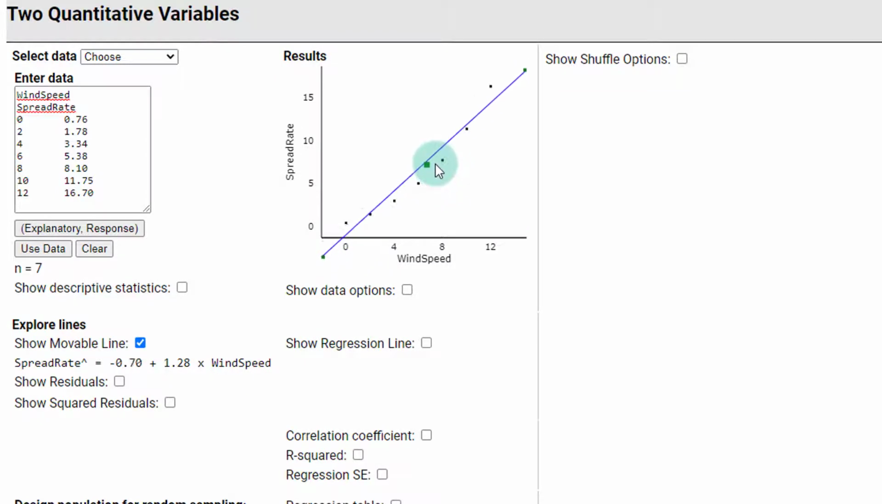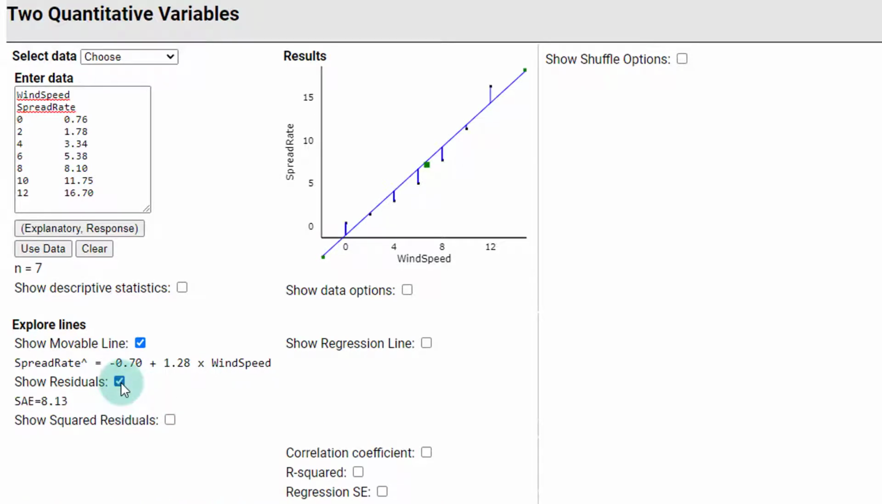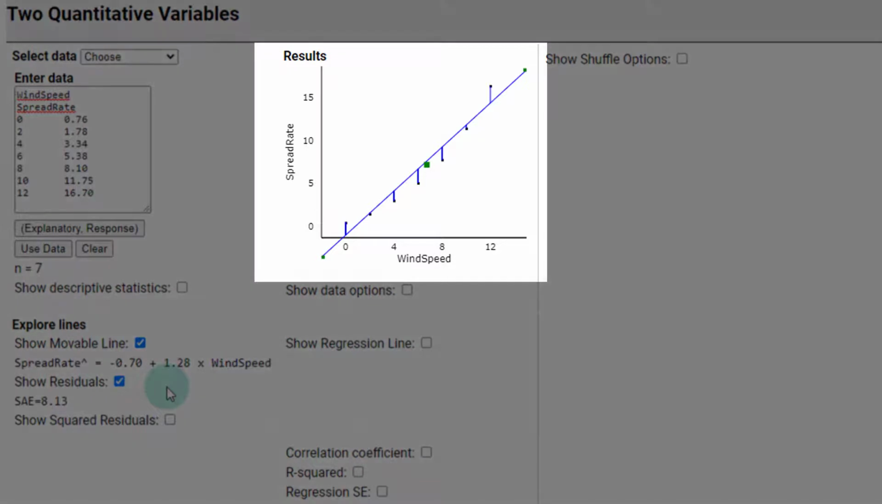Question 3 of Part 2 asks students to move the line around until they think they have a line that does a good job of describing the relationship between wind speed and fire spread rate. Once students think they have a good line, Question 4 has students check the Show Residuals box. They are then asked to think about what this did and whether most of the distances of the points to the line are small. This leads into the definition of a residual.